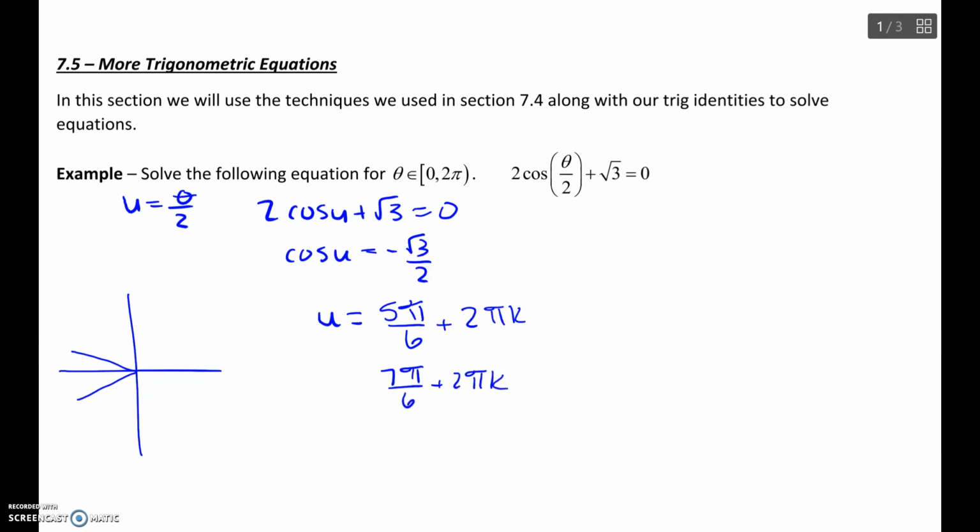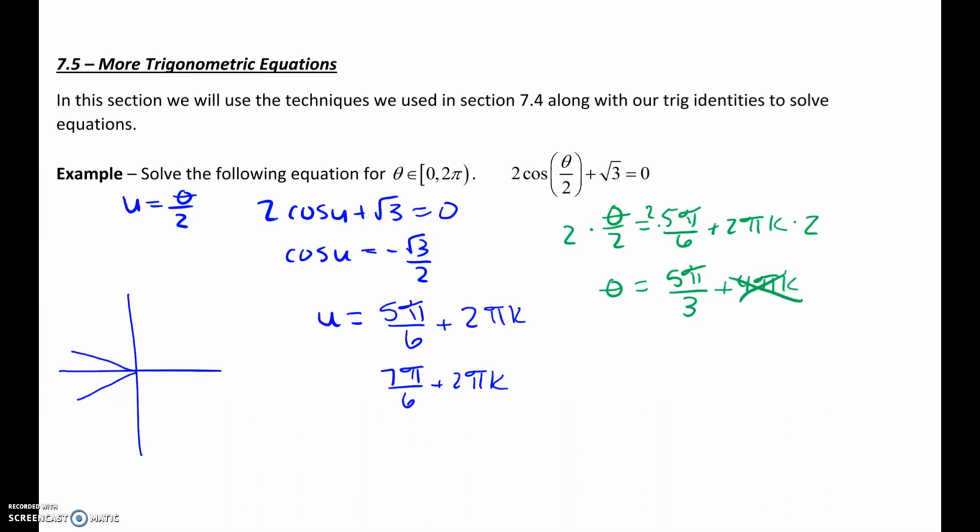So now we have to substitute theta over 2 in for u. So you get theta over 2 equals 5 pi over 6 plus 2 pi k. Multiply everything by 2 to get theta by itself. So you get theta equals 5 pi over 3 plus 4 pi k. So that's obviously too big, it can't be plus 4 pi k. So 5 pi over 3 is less than 2 pi, so that one works. So here's one answer. And then we'll do it again.